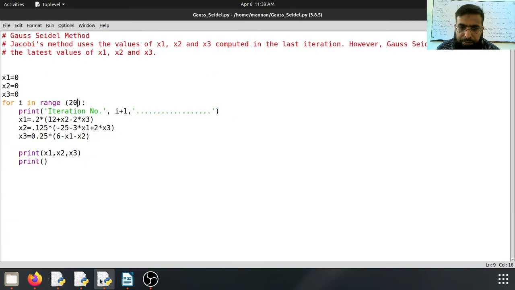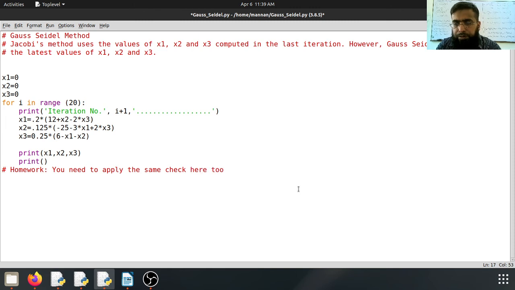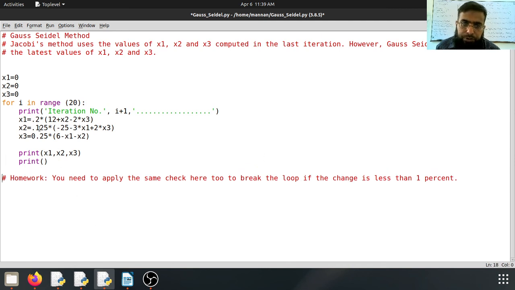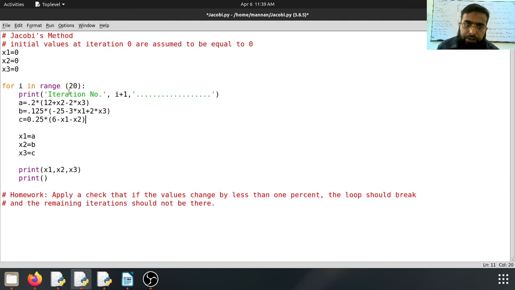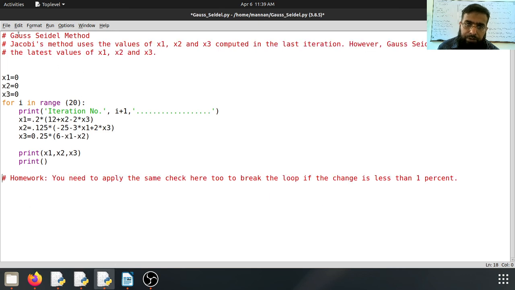So you can apply the same check here. The homework goes on, and you need to apply the same check here too, to break the loop if the change is less than 1%. So this is your homework for these two Python codes, the code for Gauss Seidel method and the code for Jacobi's method. I have already shared the code for Jacobi's method in the group, and soon I'll be sharing the Gauss Seidel code too.